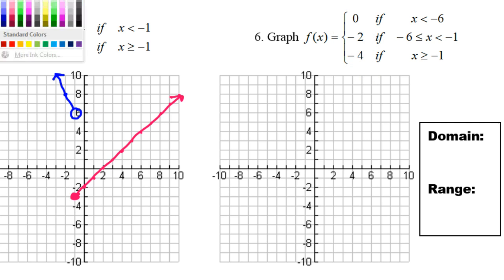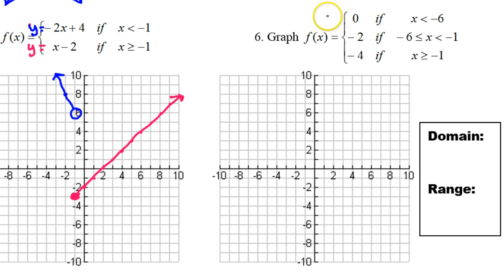So what we have is this first piece is y equals 0. All right, y equals 0 is just a horizontal line. So if I were looking at the entire line y equals 0, it would look like this. It would just be a horizontal line at 0 like this. So we don't want the whole line. We just want the part of that line where the x values are less than negative 6.